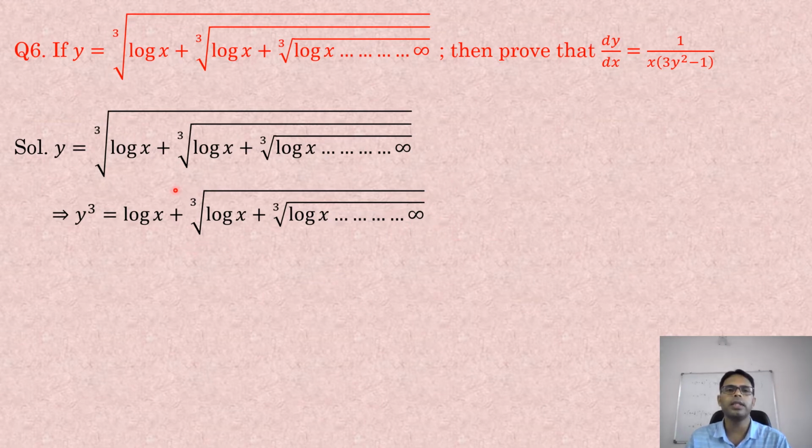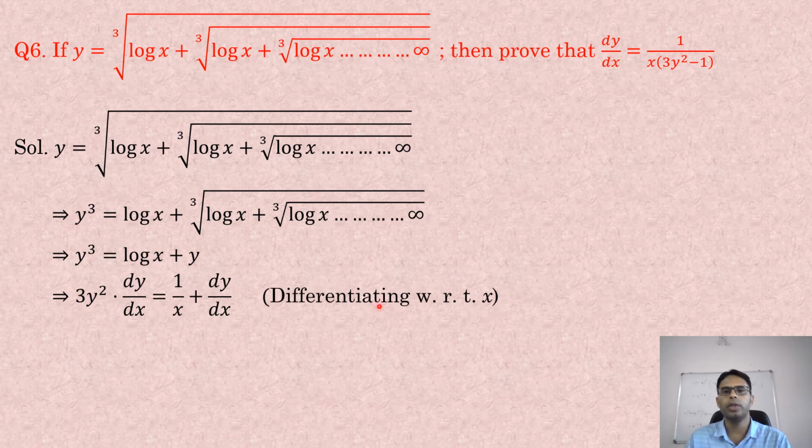And you see, since this is an infinite series and a symmetric infinite series, that can be taken as y again. So you replace this whole term by y. So y³ is equal to log x plus these terms, a symmetric infinite series, therefore this can be taken as y again. Now you take differentiation. So differentiating with respect to x, the derivative of y³ is 3y² dy/dx, equal to the derivative of log x, which is 1 by x only, plus the derivative of y, simply dy/dx.